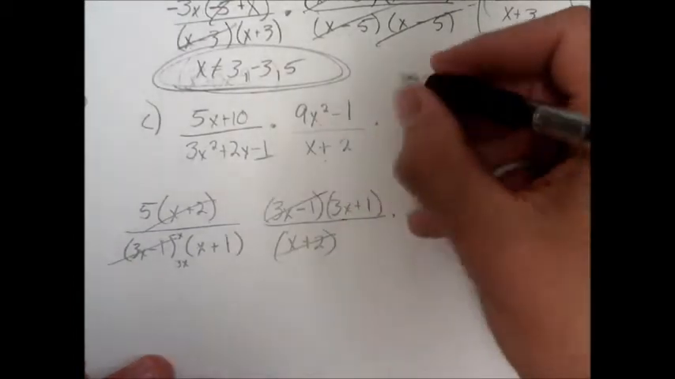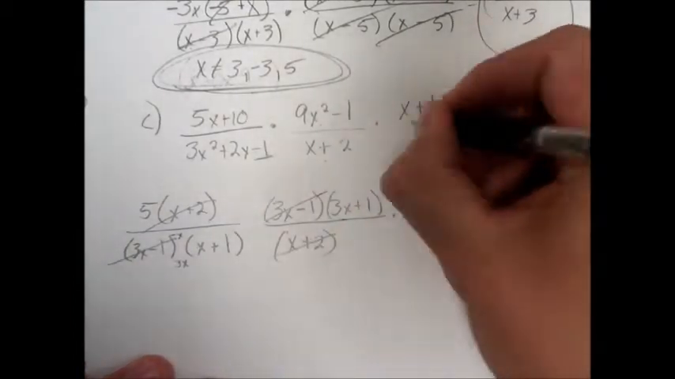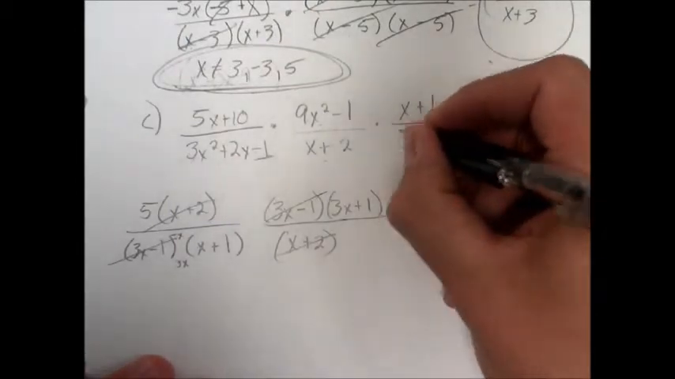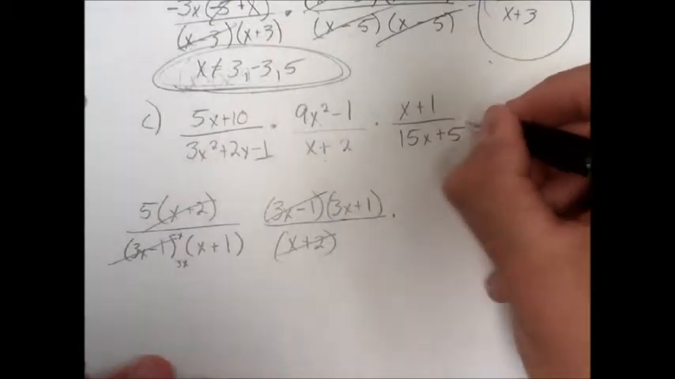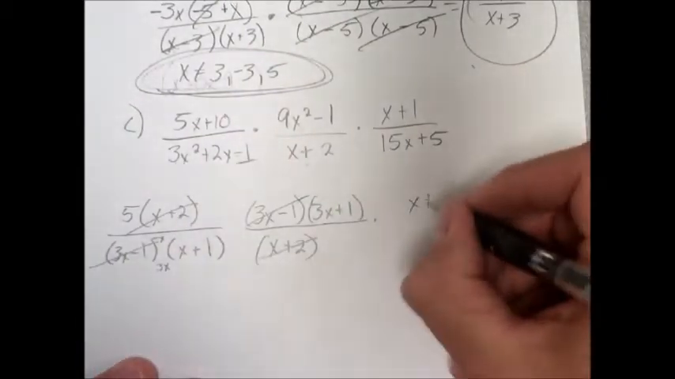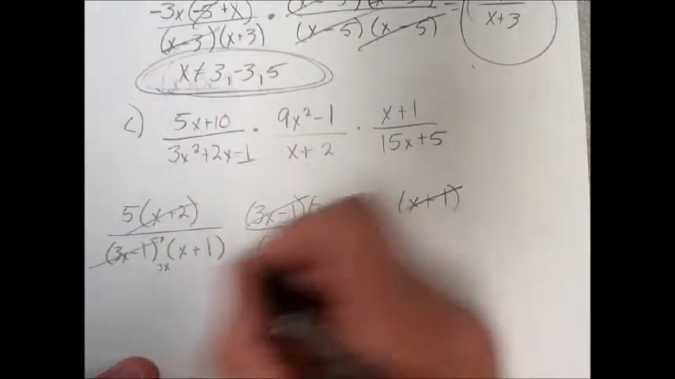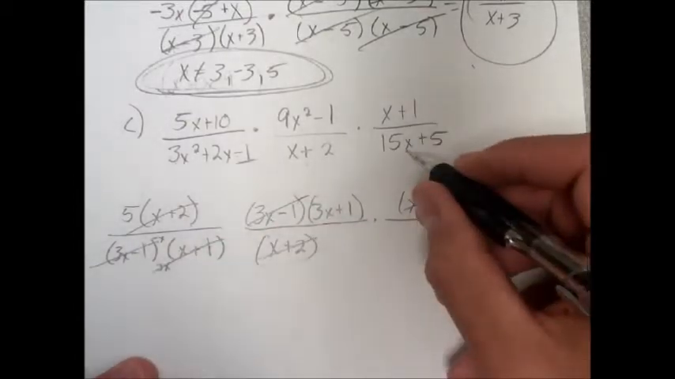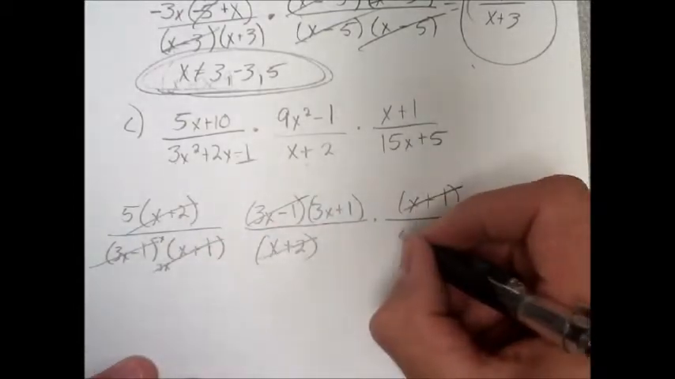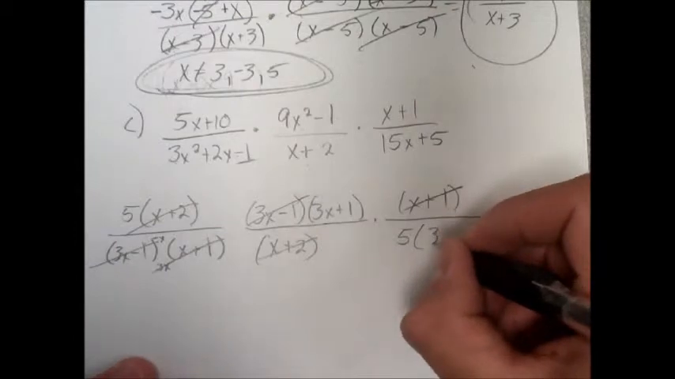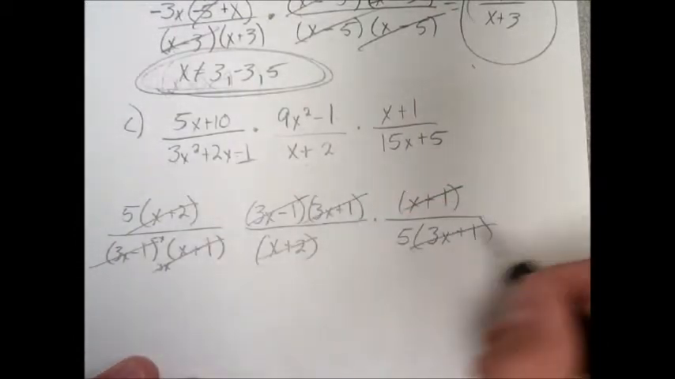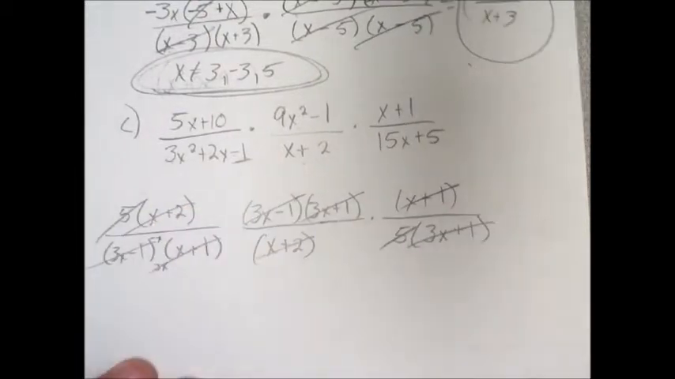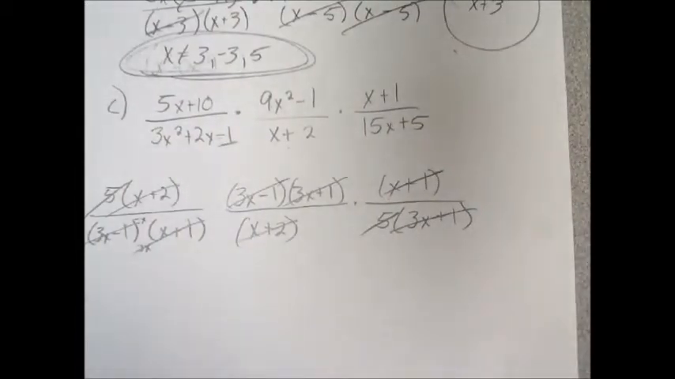Next piece, we have x plus 1. Yay, I don't have to do anything with that. And 15x plus 5. So I'm just going to rewrite my x plus 1. And it cancels with this x plus 1. And then what can I factor out of my 15x plus 5? 5, and I get 3x plus 1, right? 3x plus 1 cancels, 3x plus 1 cancels, 5 cancels, 5 cancels. What's left? So what is the answer?